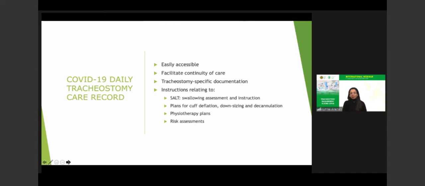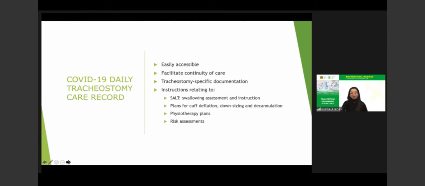The tracheostomy care record, especially in the community setting, is very, very important. It has to be easily accessible. If it is placed by the right-hand side of the patient, it has to be on the right-hand side of the patient all the time, unless it's being used. Because in case of an emergency, the tracheostomy comes out, you need to get that, and you need to be able to get the right equipment that you're going to use for the changing.